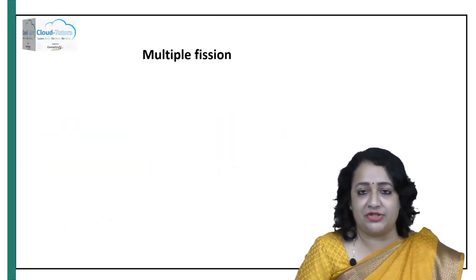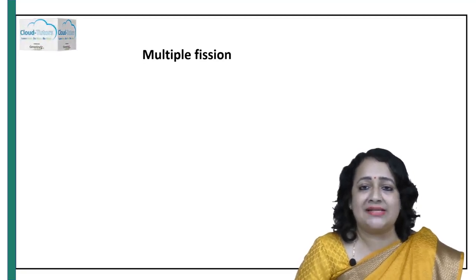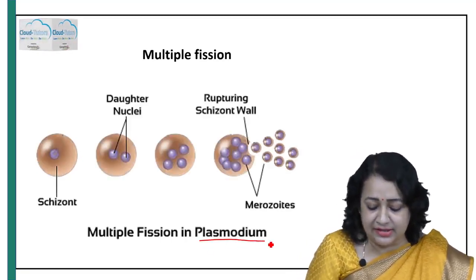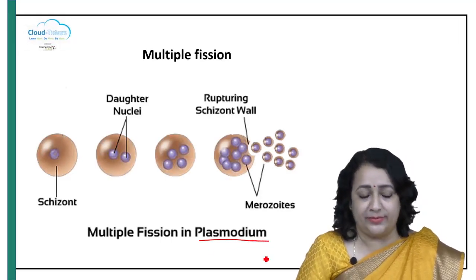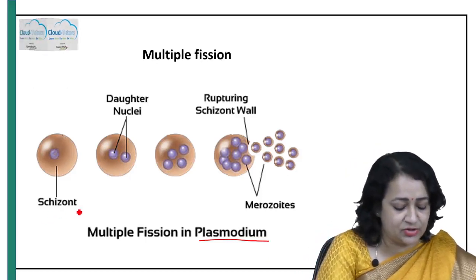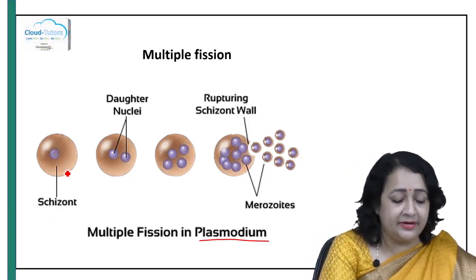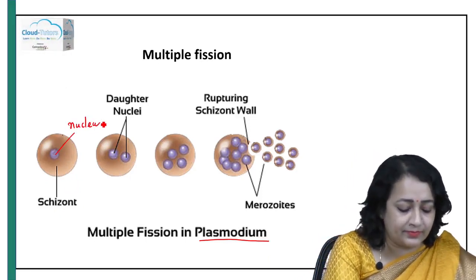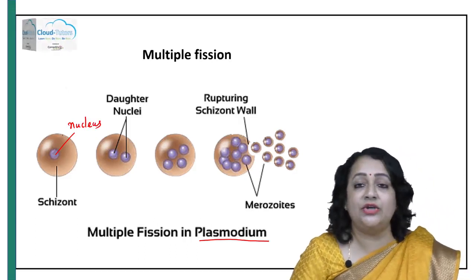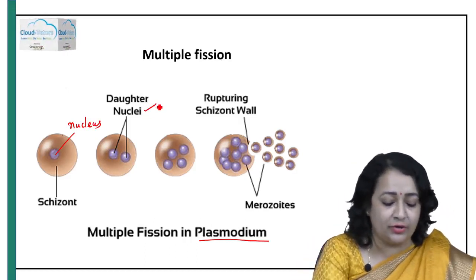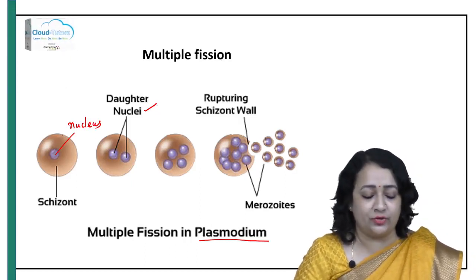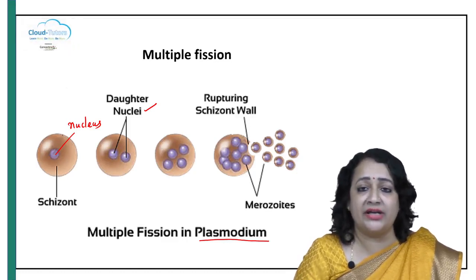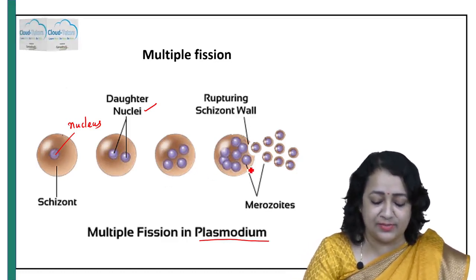Next we have multiple fission. Multiple fission means one cell is going to break into many cells. So here we are seeing multiple fission in case of plasmodium. Here we have the schizont, that is the cell here. Now this is the nucleus. So what will happen first? The nucleus is going to divide to form daughter nuclei. Further, this nucleus will start dividing into many nuclei. Now you see that this cell contains many nuclei.